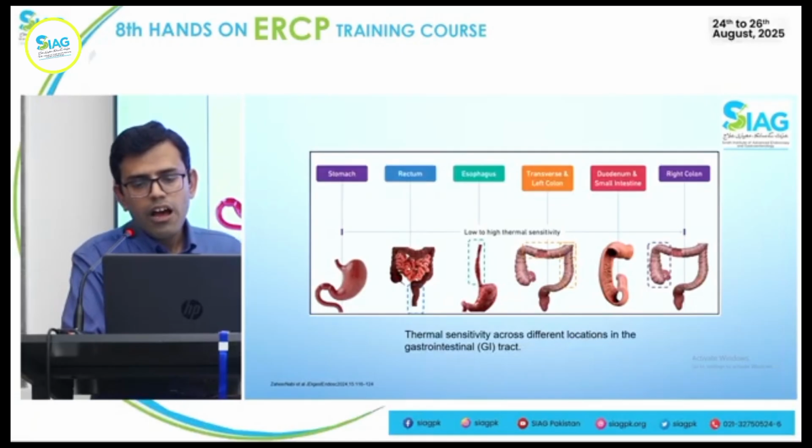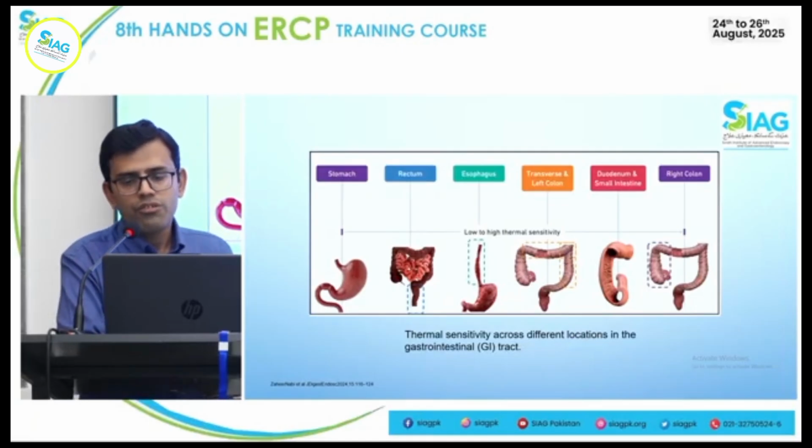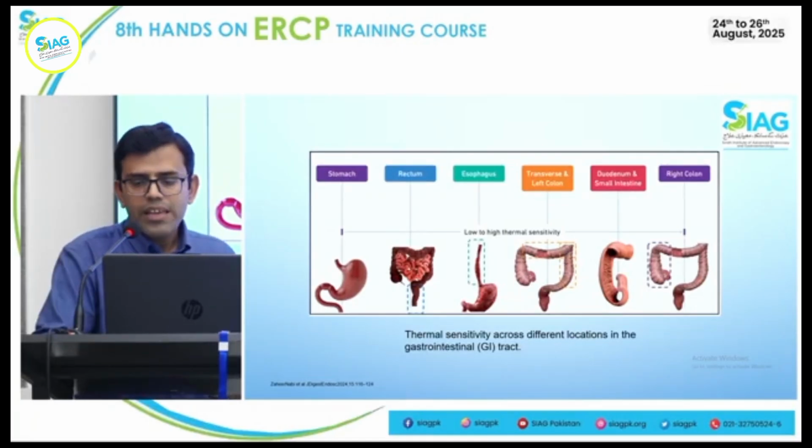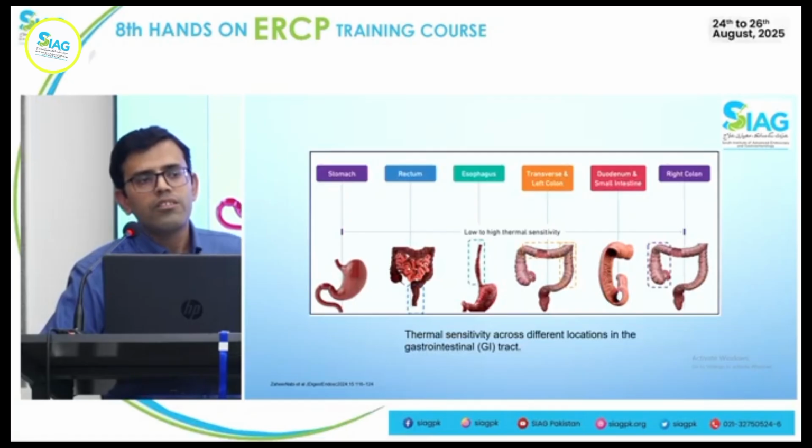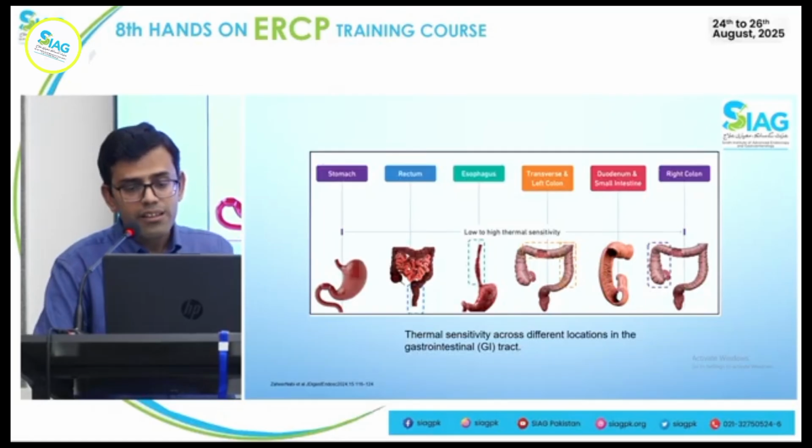If we look at how sensitive our GI tract is to the effects of diathermy, we can see that the right side of the colon is the most sensitive one, followed by the duodenum and small bowel, and the transverse colon and others in a descending manner.